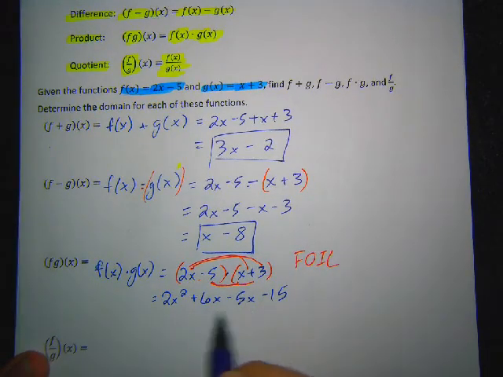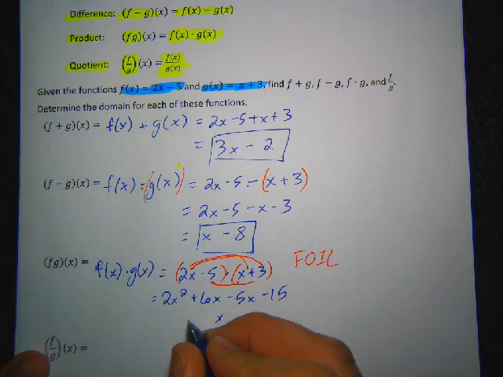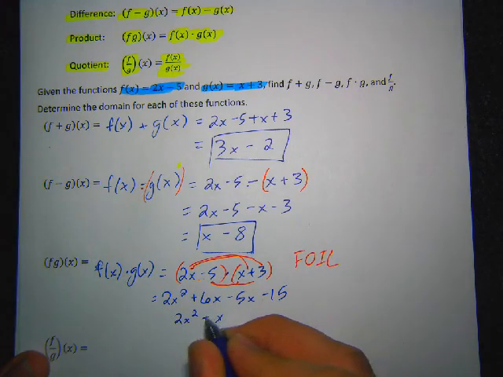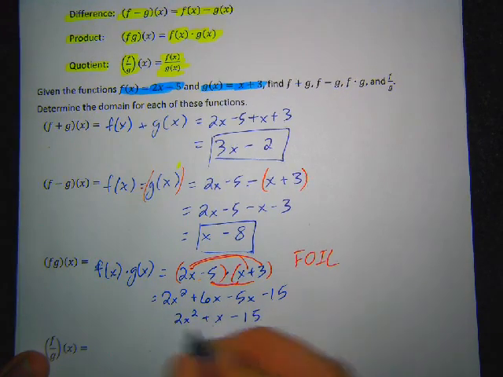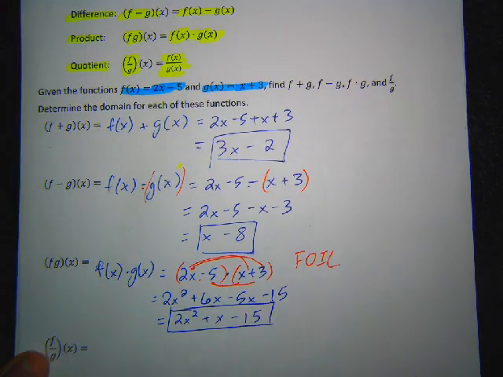All right, combine the middle parts because these are matching terms. So just to simplify, combine those, I get x, because 6 minus 5 is 1. So we get 2x squared plus x minus 15. And that would be the answer. That's the combined when you multiply them together.